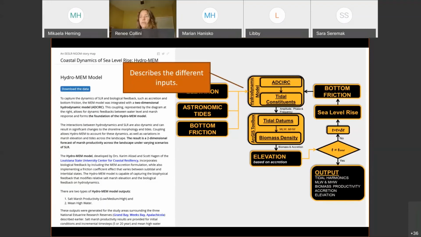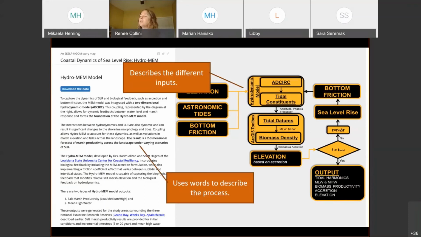And so for those people who understand this, what I usually glean from this is they're telling you the inputs, right? I can see that they're looking at tides and the biomass of the marshes, that's cool. And they're looking at sea level rise and other things, and at accretion and elevation and the biomass productivity. So that's what I glean from that, right? These are the things that are going in.